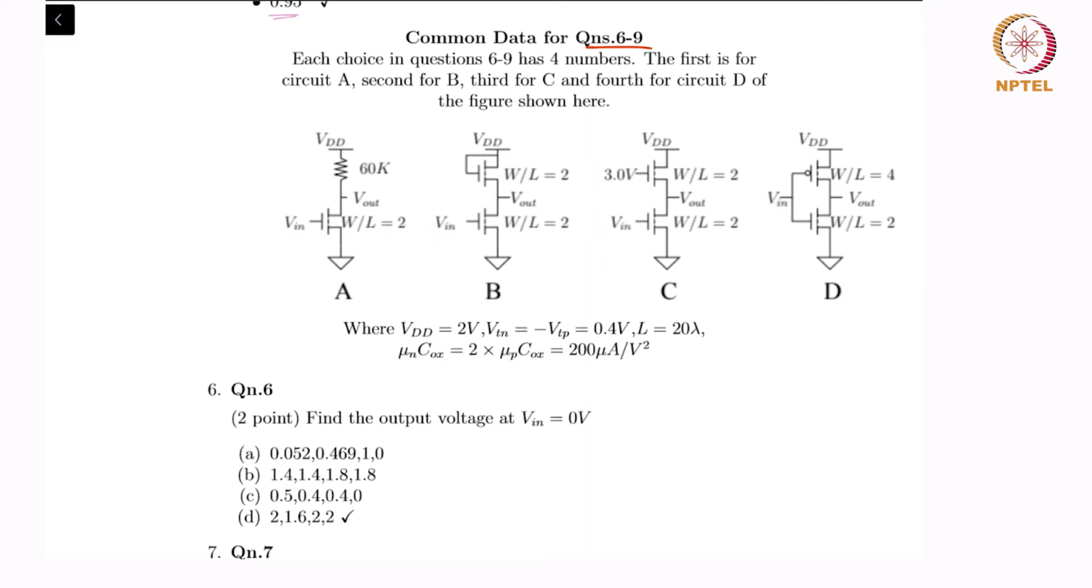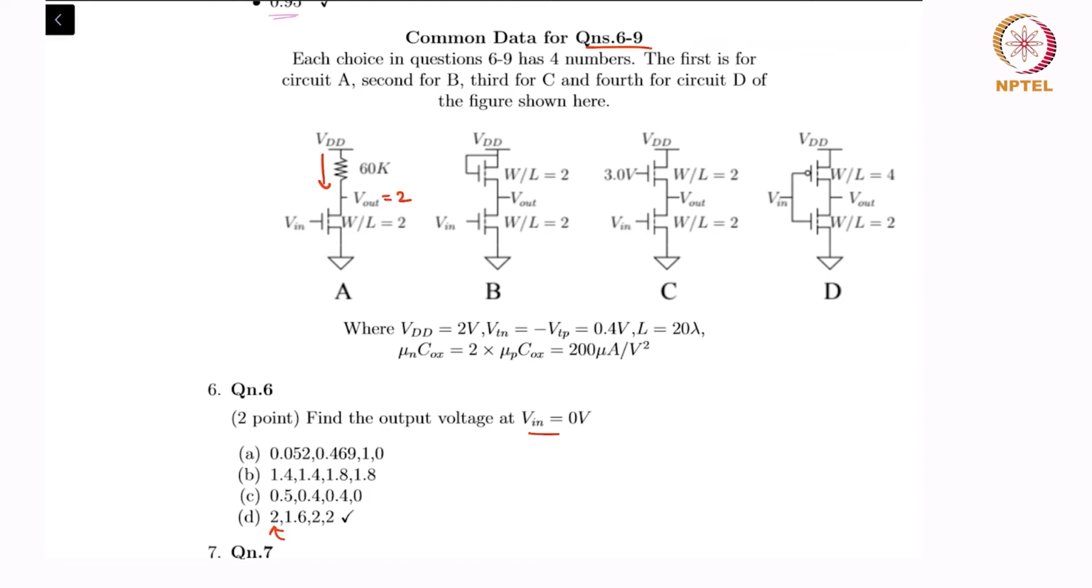So in question 6, we are asked to find out what the output voltage is at VIN equal to 0. And for VIN equal to 0, of course, the current is 0. So that makes it easy. If the current is 0, then IR drop is 0. So Vout is equal to VDD, and VDD is equal to 2 volts. So you could as well find that the only option that says Vout for A is 2 volt is this.